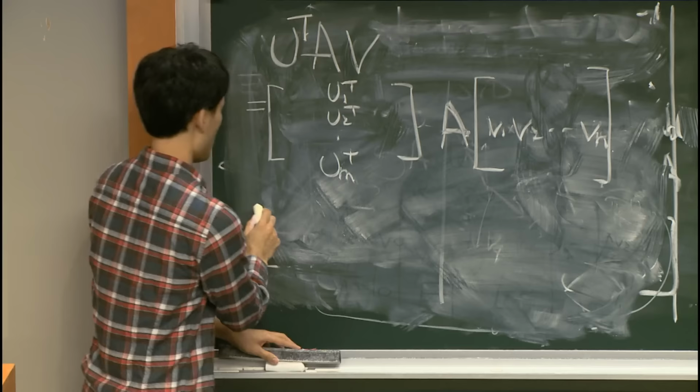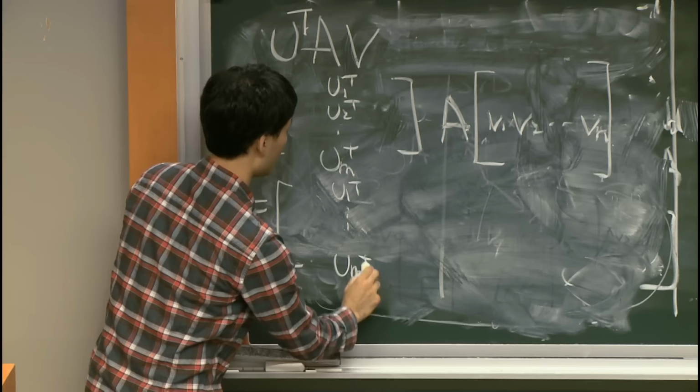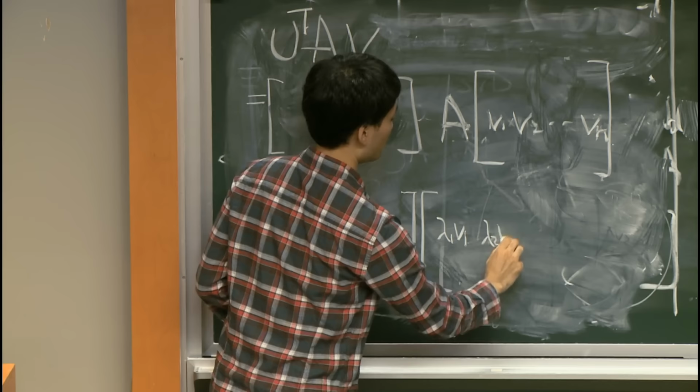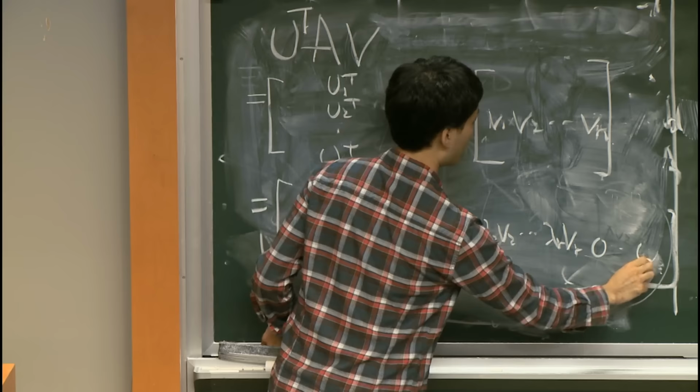And then you're going to have u1 transpose up to um transpose times A times V, because of the definition of V, will be lambda 1 of V1. A times V2 will be lambda 2 of V2, up to lambda r of Vr, and the rest will be 0. These all define the columns.